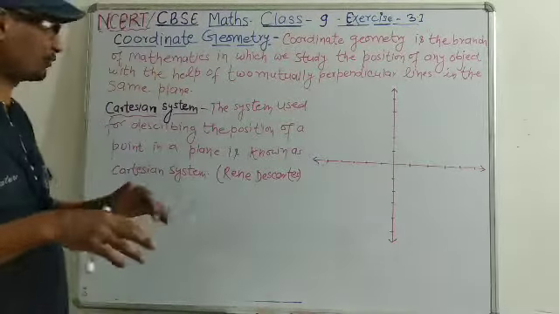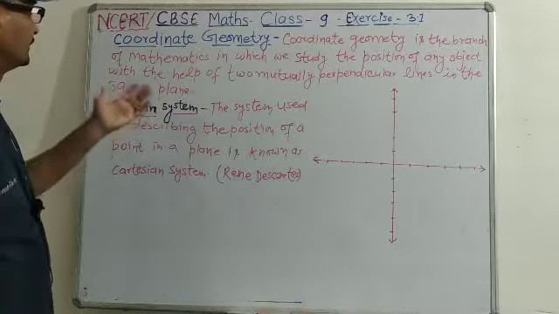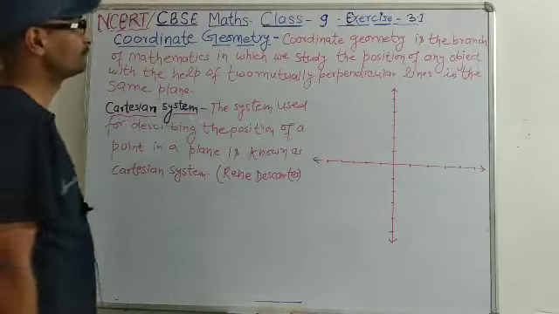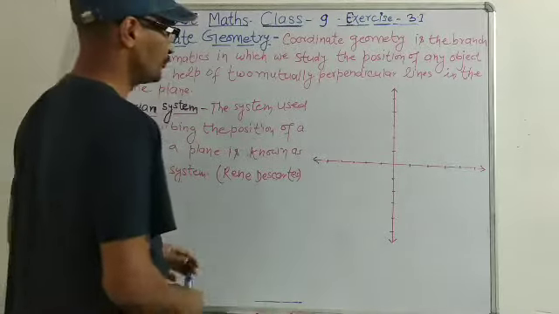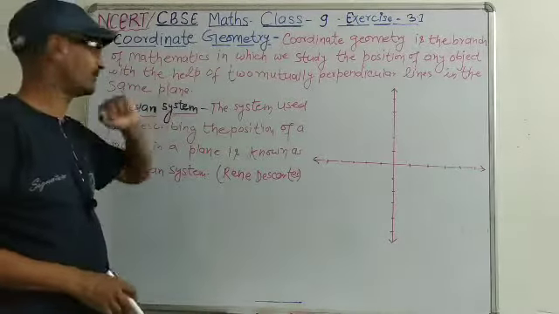You write your question answers in the paper. That is the plane. So coordinate geometry is the branch of mathematics in which we study the position of any object with the help of two mutually perpendicular lines in the same plane. So that was the definition of coordinate geometry.